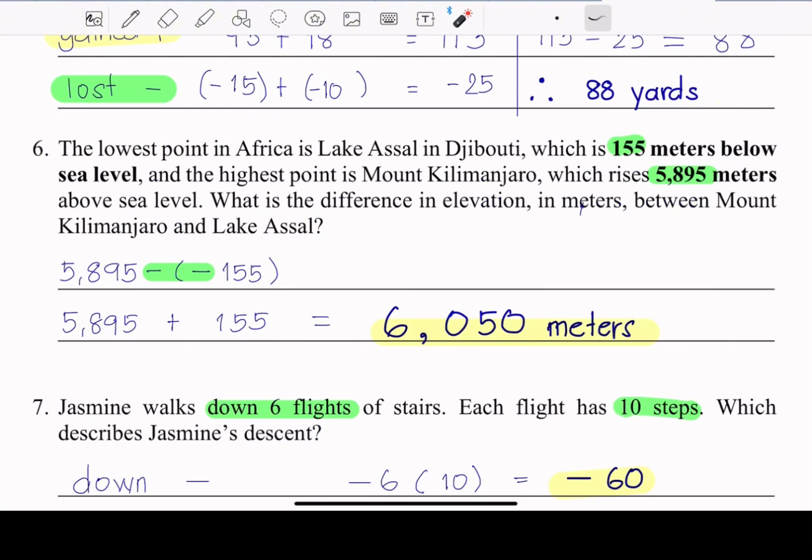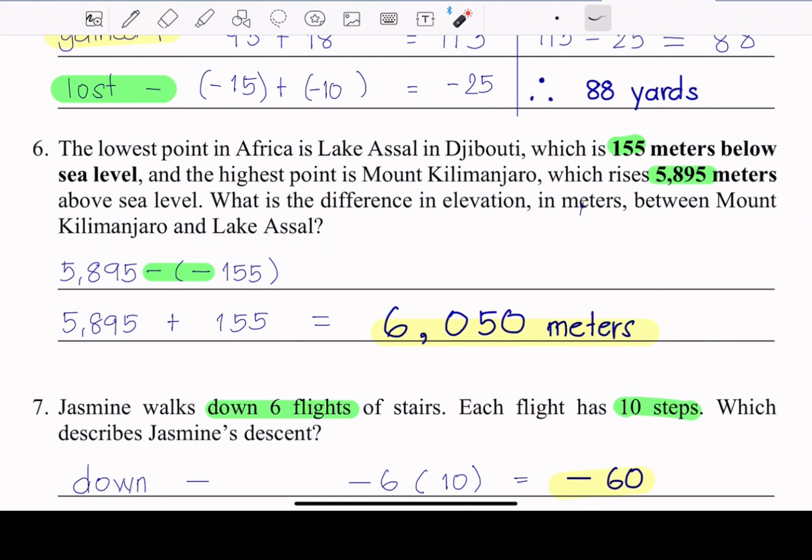Question number 6. The lowest point in Africa is Lake Assal in Djibouti, which is 155 meters below sea level. And the highest point is Mount Kilimanjaro, which rises 5,895 meters above sea level. What is the difference in elevation in meters between Mount Kilimanjaro and Lake Assal?